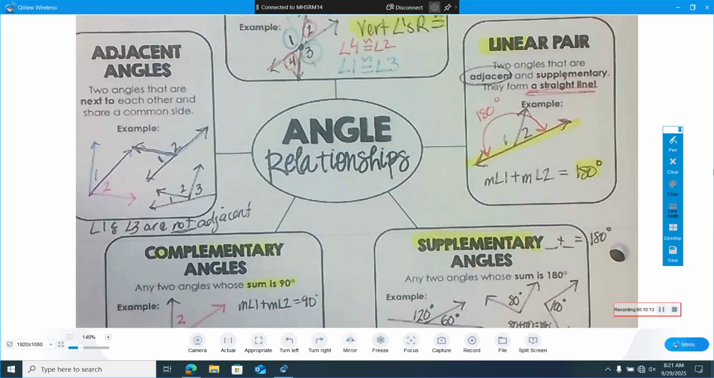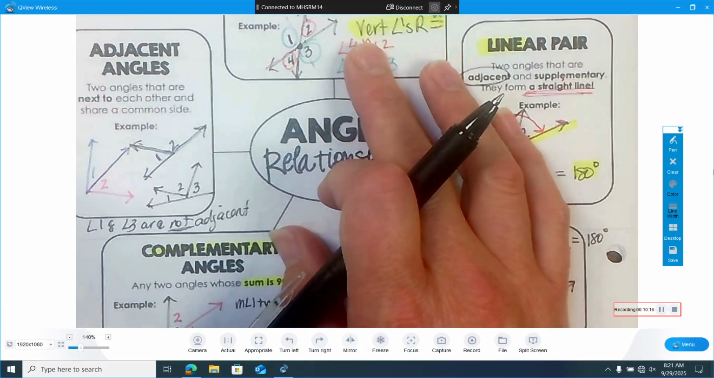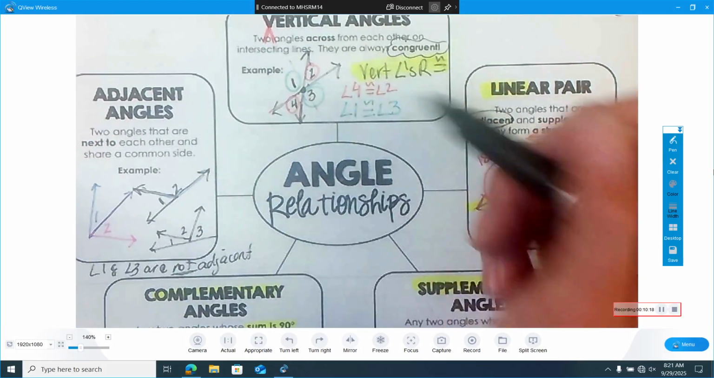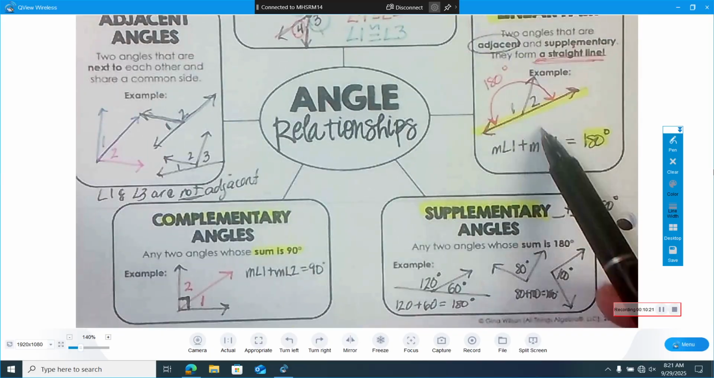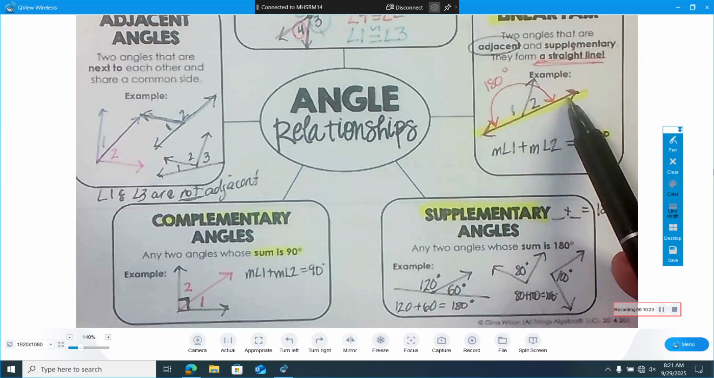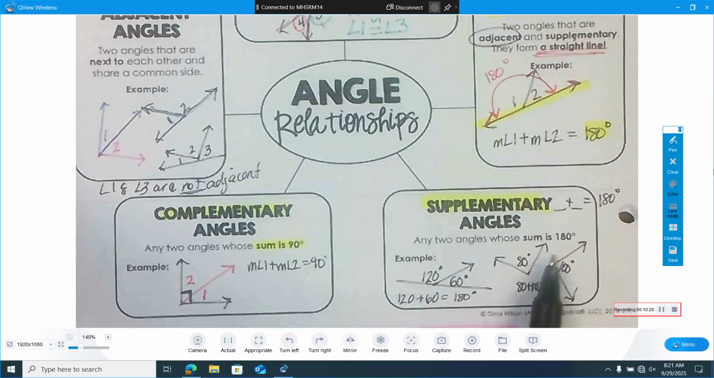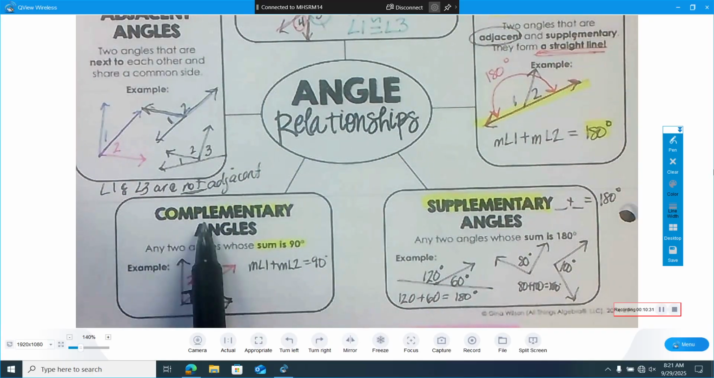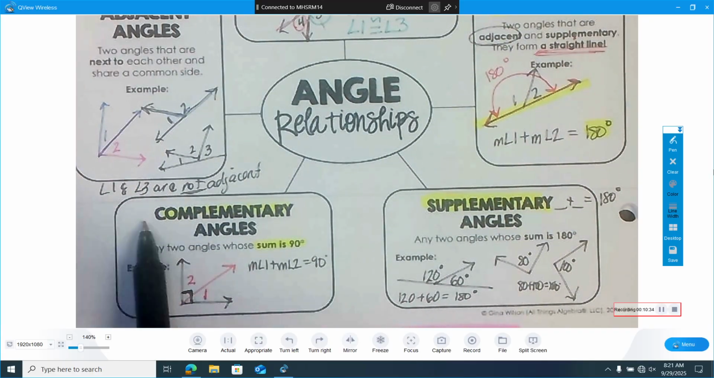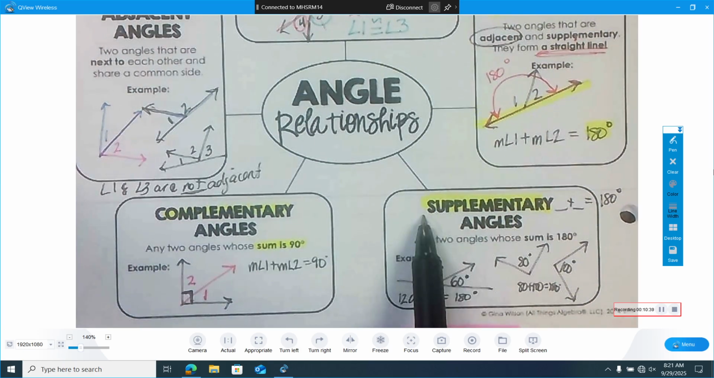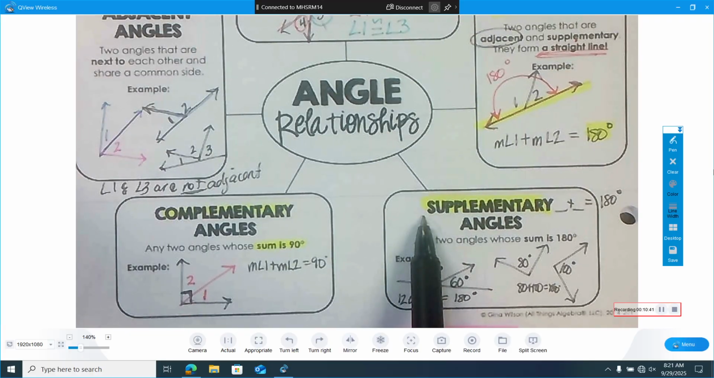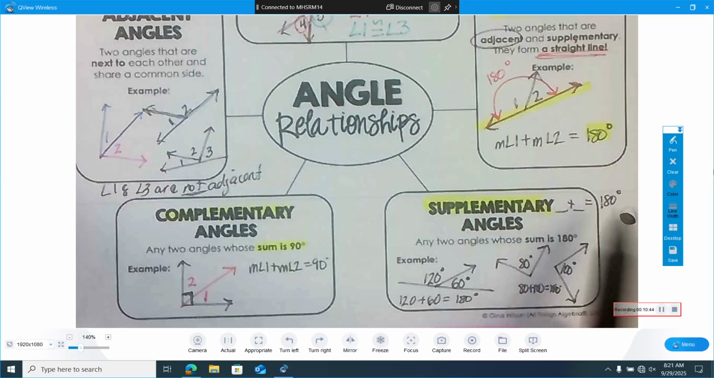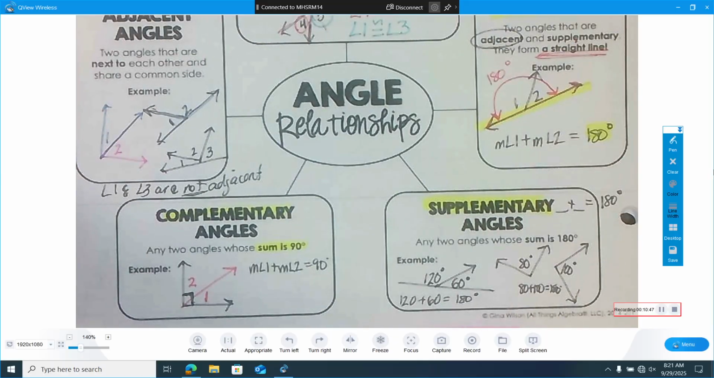Okay, so adjacent are next to each other. Vertical angles have those two intersecting lines, and they're opposite one another. Linear pair forms a line, and complementary and supplementary, 90 and 180, okay? It's alphabetical. Complementary, 90 is less than 180. C comes first in the alphabet, yeah? It's the lower of the two. Supplementary is at the end of the alphabet, much bigger. It has the much bigger sum, okay? So 90, 180, complementary, supplementary, alphabetical. Make sense to you? Good way to remember?